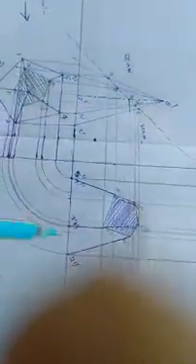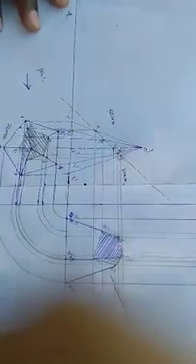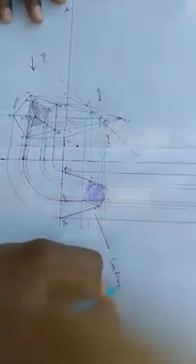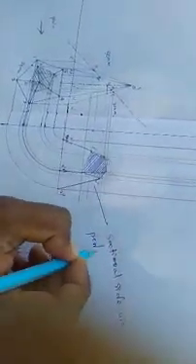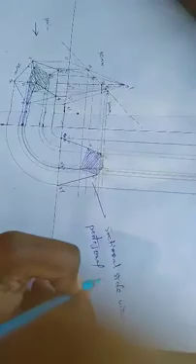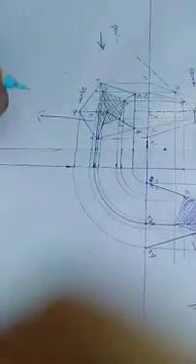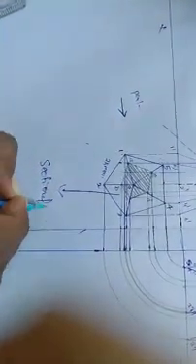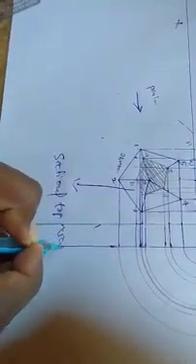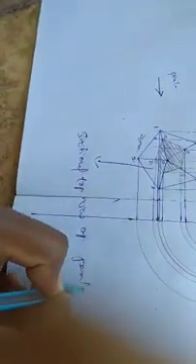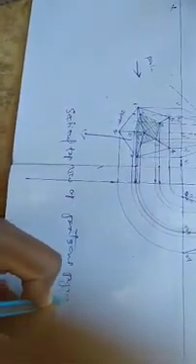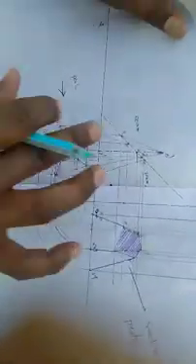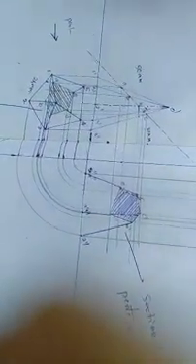This is the sectional side view of the pentagonal pyramid. This is the sectional top view of the pentagonal pyramid. You have to mention that we have to draw the true shape of this cutting object.